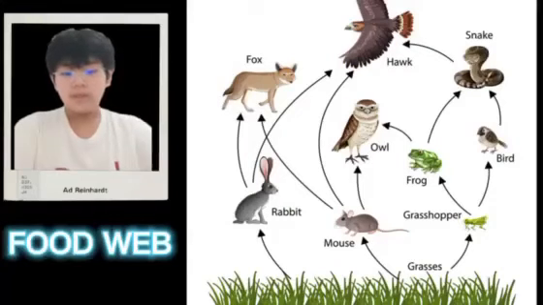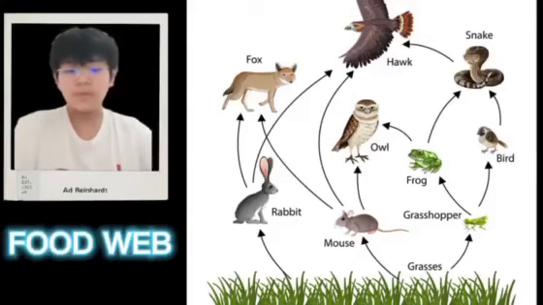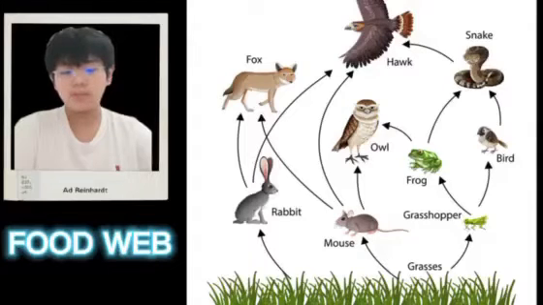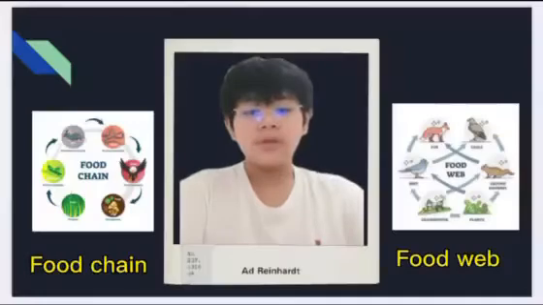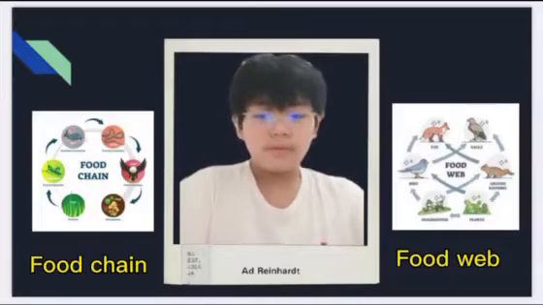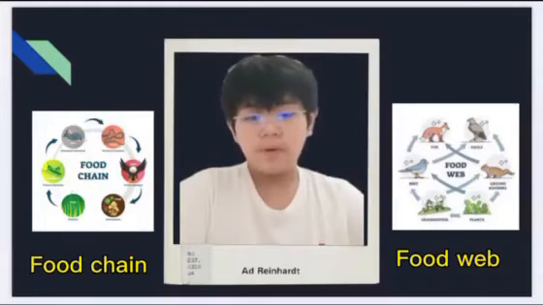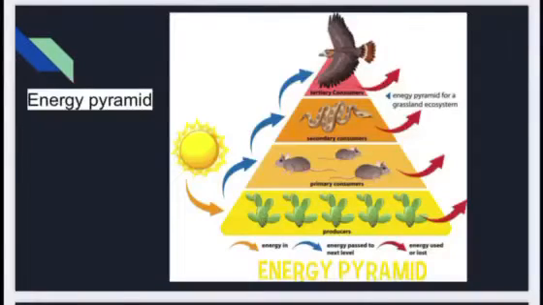A food web is a natural interconnection of food chains, a graphical representation of what eats what in an ecological community. Another name for the food web is consumer resource system. In simple words, a food web is just multiple food chains linked together. Now you know the difference between the food chain and the food web. Now let's move to the last part, the energy pyramid.